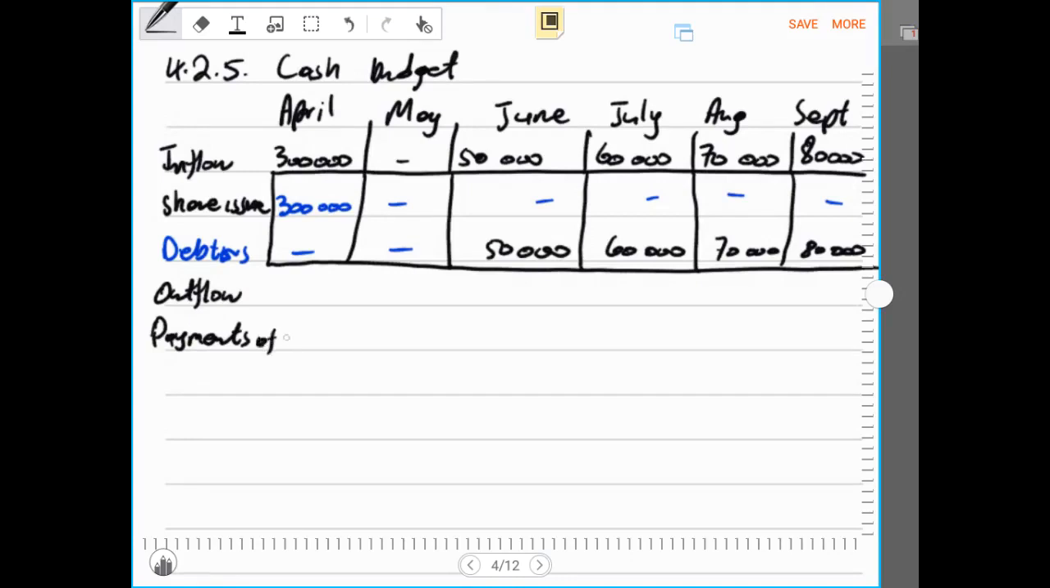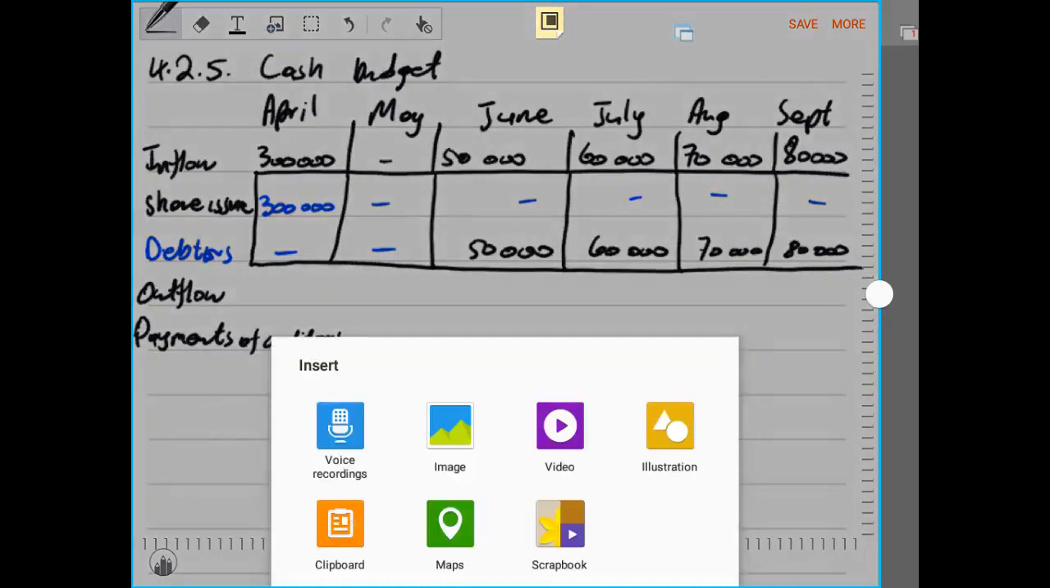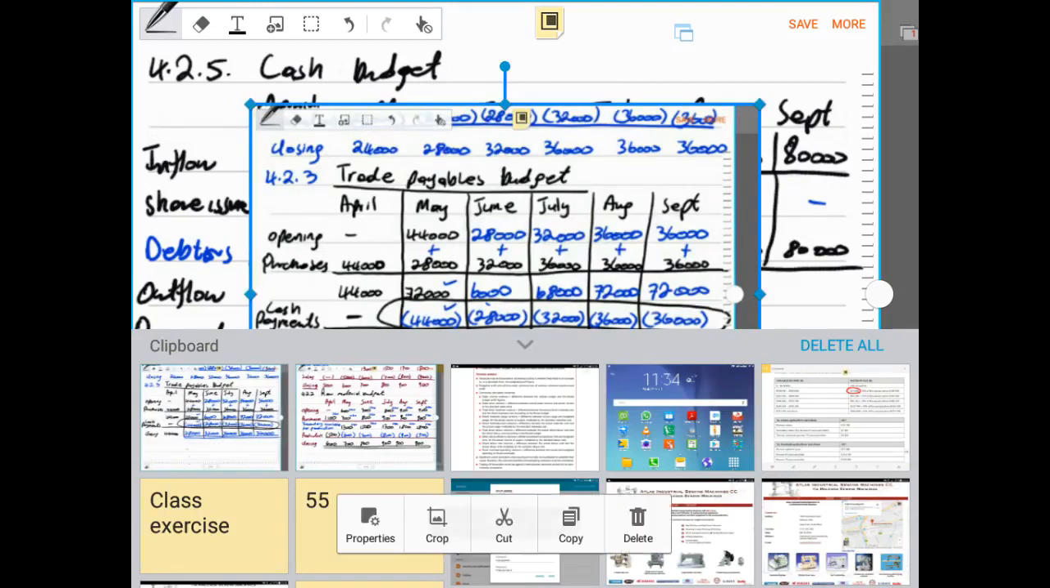Payments of creditors. Payments of creditors. And we started paying our creditors. Let us check that.